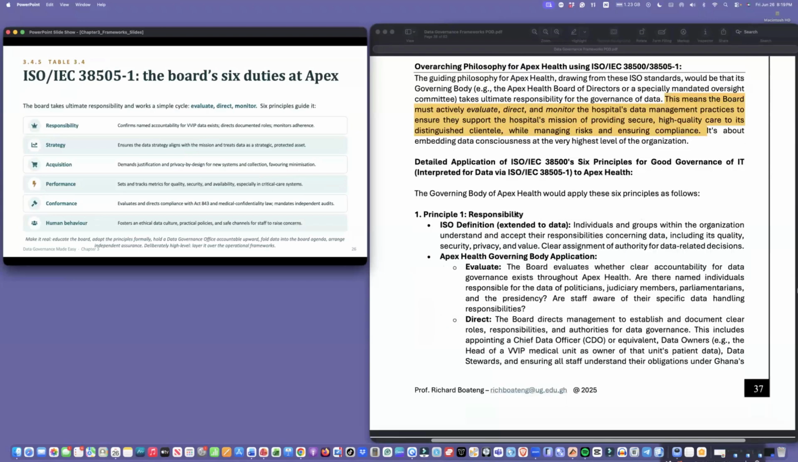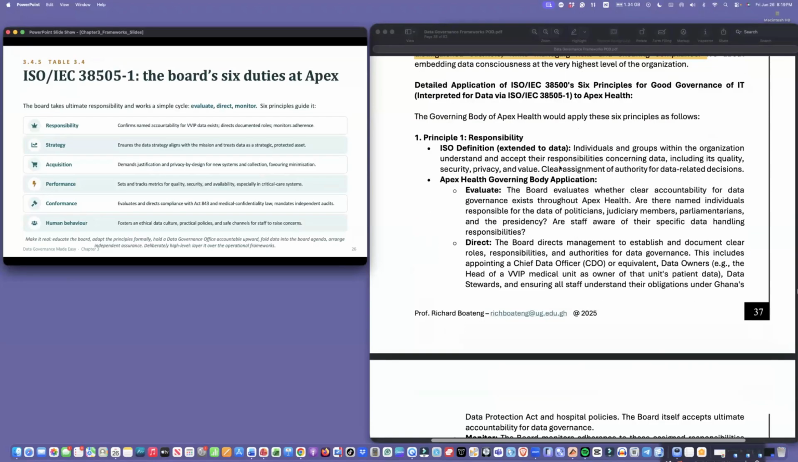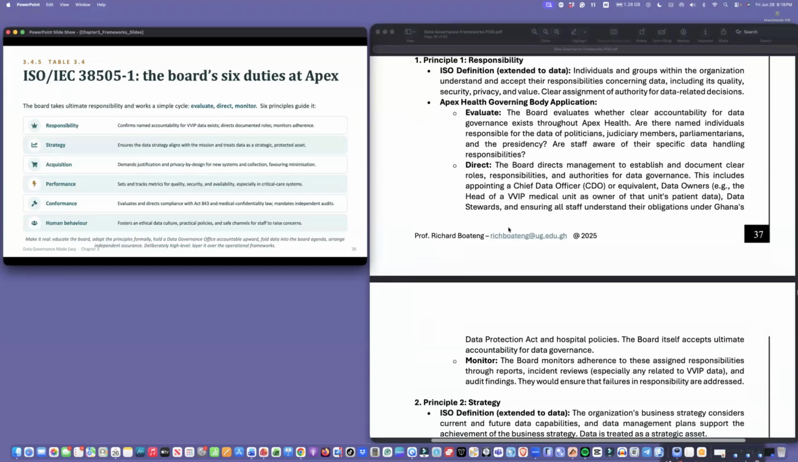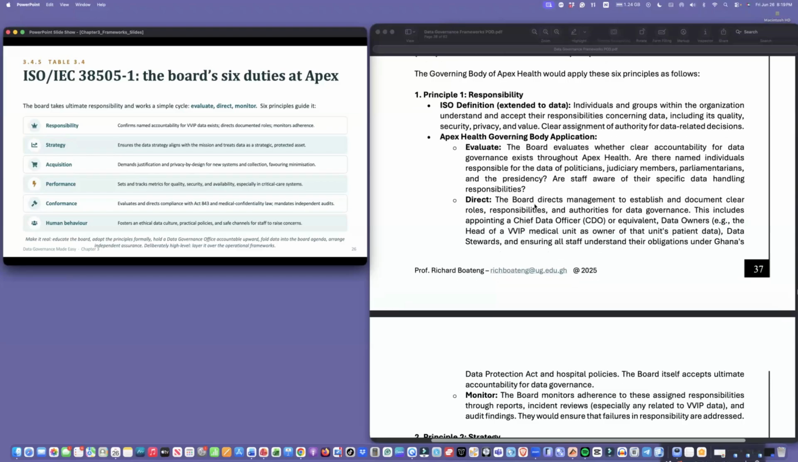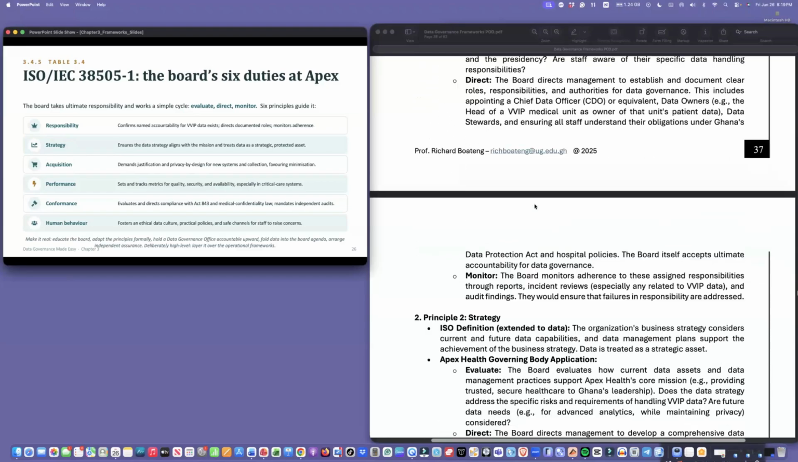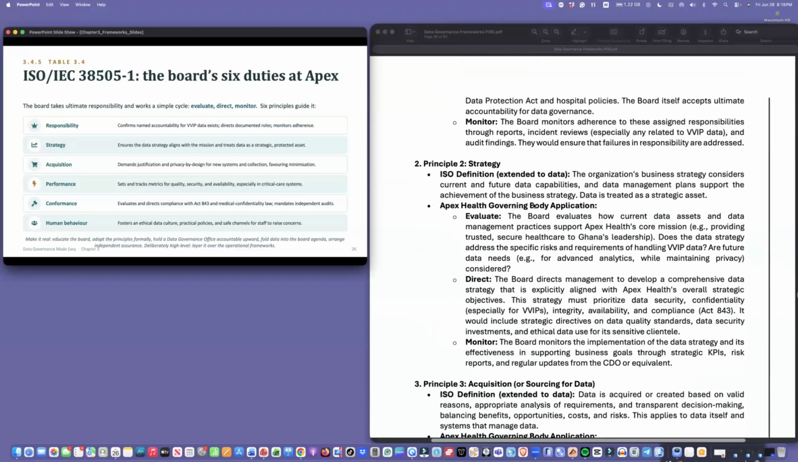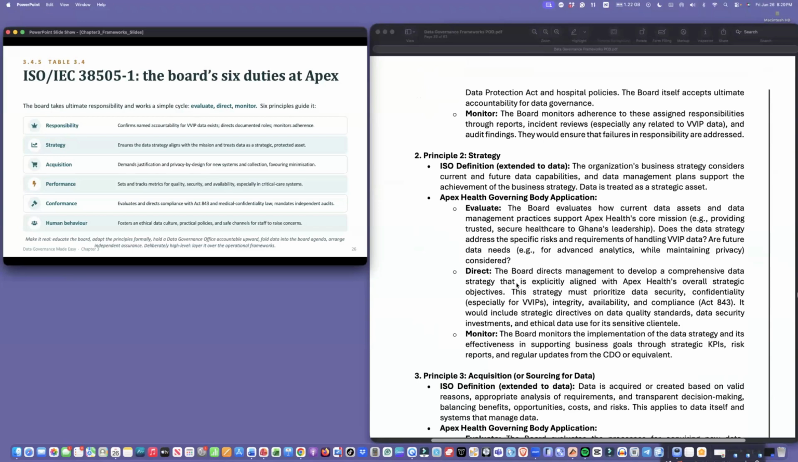Then you are going to define what you're going to do in terms of responsibility. Confirm accountability for VVIP data exists, direct documented rules, and monitor adherence. So each of them you do evaluation, direction, and monitor. You start from what are you evaluating? You evaluate whether accountability exists, and then you direct what should be done to meet the gap, and then you monitor it. Then you go to strategy. You also do evaluate, direct, and monitor.